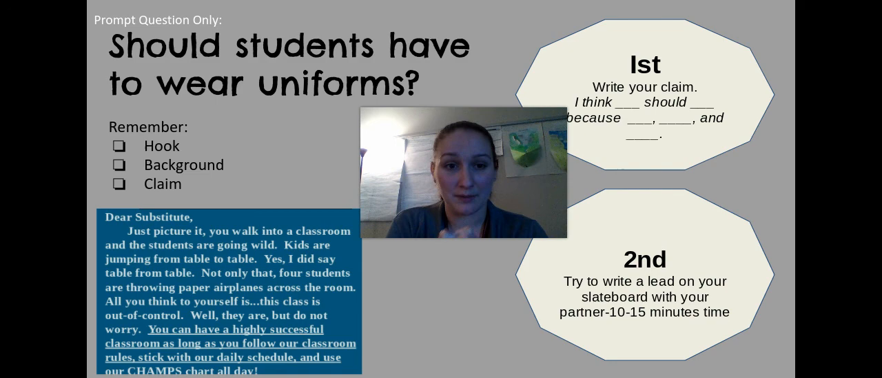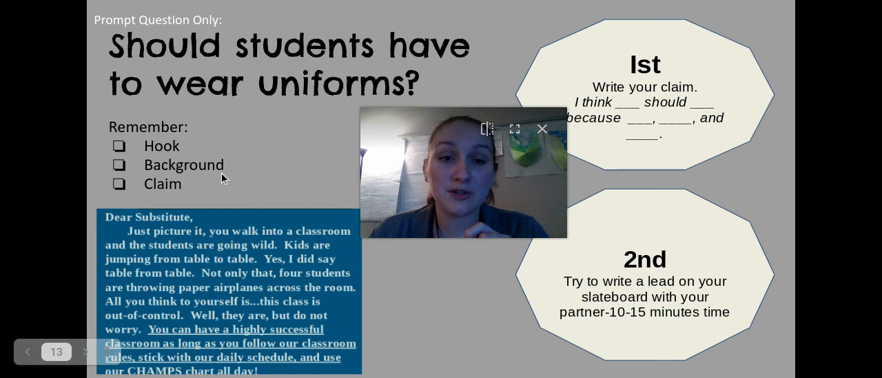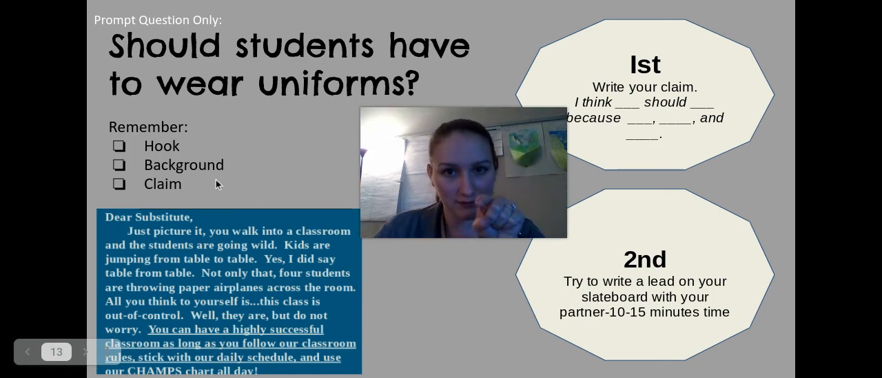Remember, you must have a hook, background, and your claim in your paragraph. But I'm going to challenge you, especially you strong writers. In between your background and your claim, see if you can work in a counterclaim if you're comfortable doing it. But remember, our big focus today is to hook with a picture.